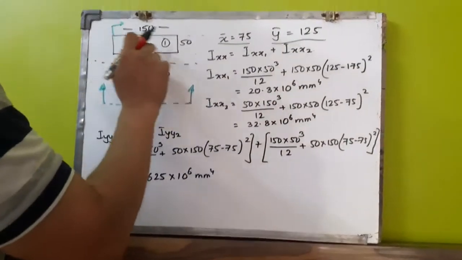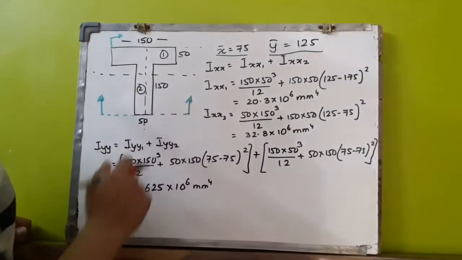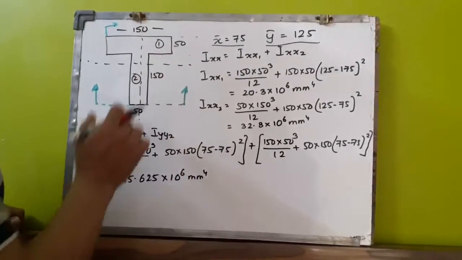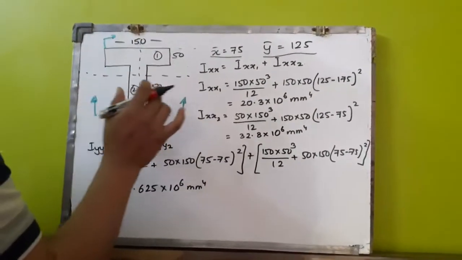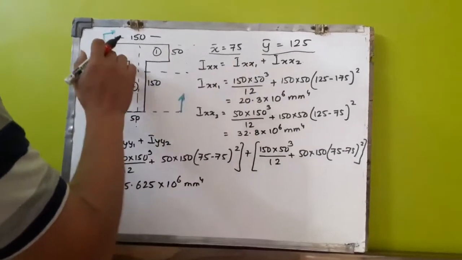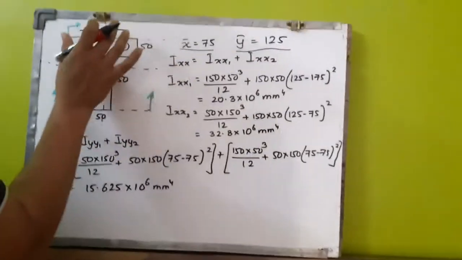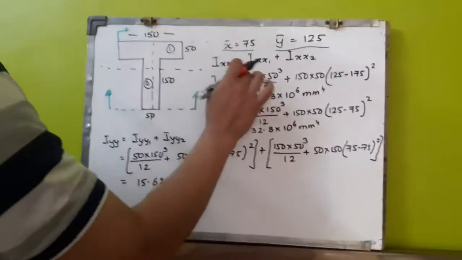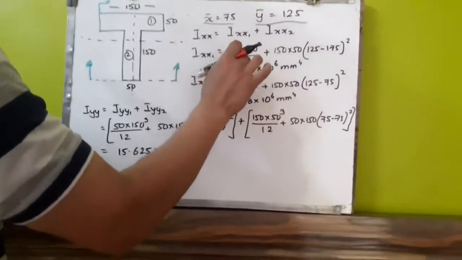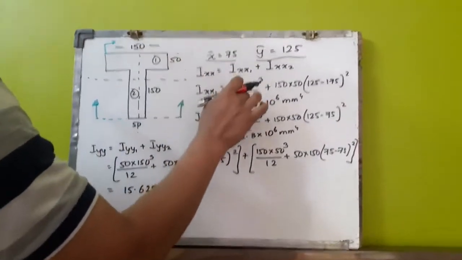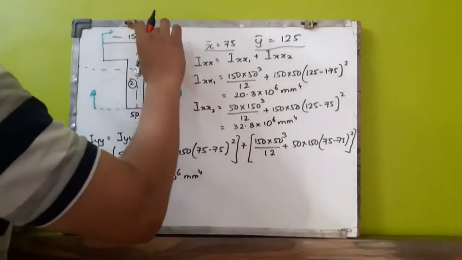So this is body 1 and this is our body 2. To find out the centroidal moment of inertia of body 1, what you need to do is bd cube by 12. So this is b and this is d. So this is 150 into 50 cube by 12. Now this 150 into 50 cube by 12 is about its own centroidal axis.